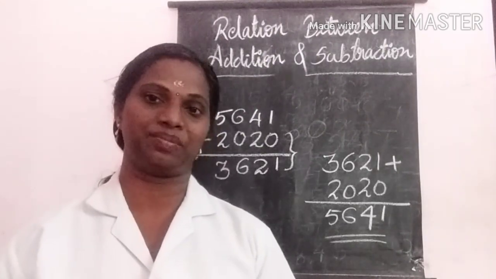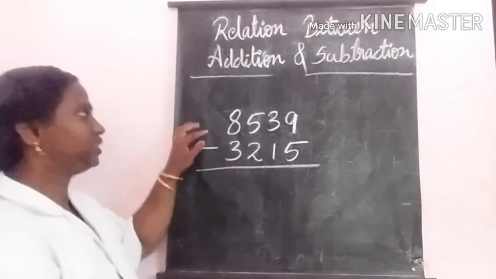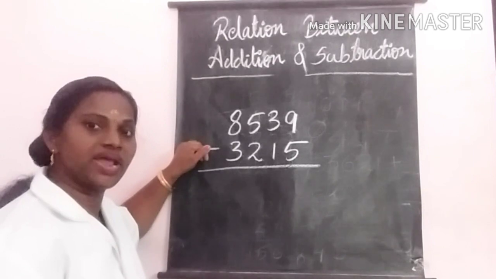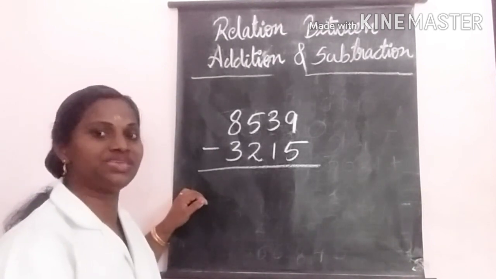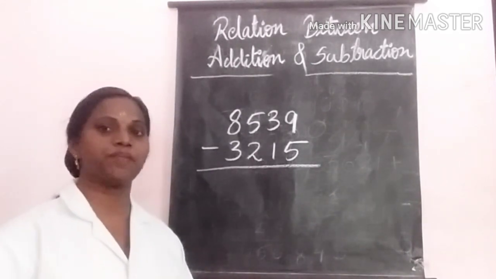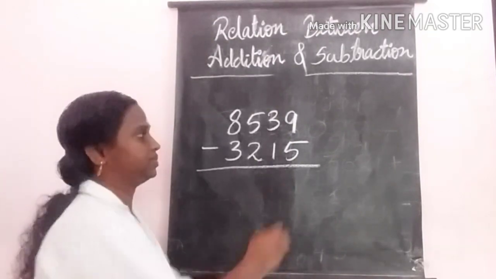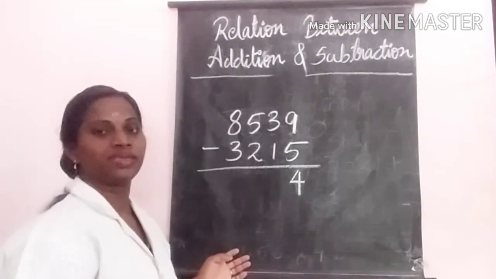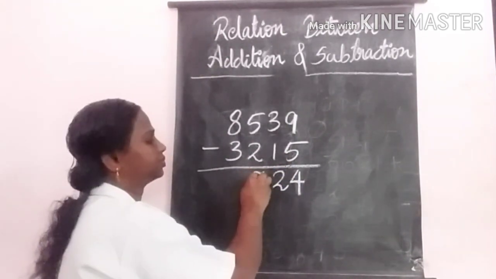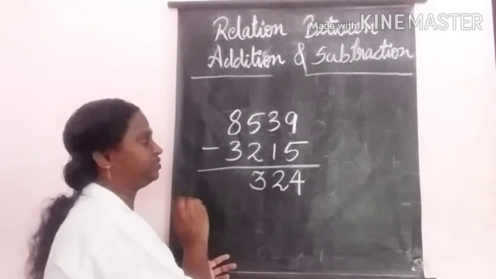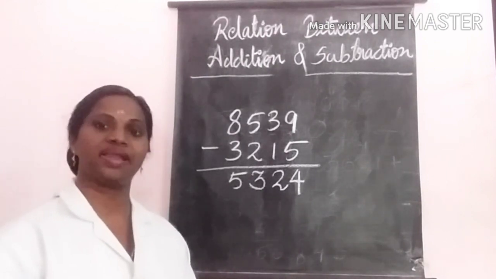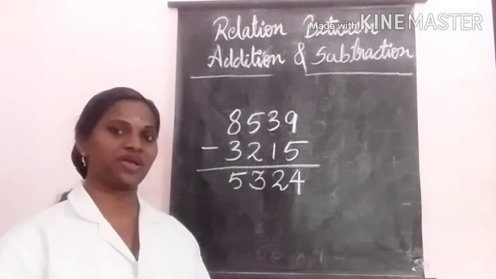Clear? One more example. Here, 8539 minus 3215. So, first subtract these two numbers. Okay, always start from ones place. So, 9 minus 5. What is 9 minus 5? Yes, it is 4. Then 3 minus 1, 2. 5 minus 2, 3 and 8 minus 3, 5. So, we get the difference as 5324.